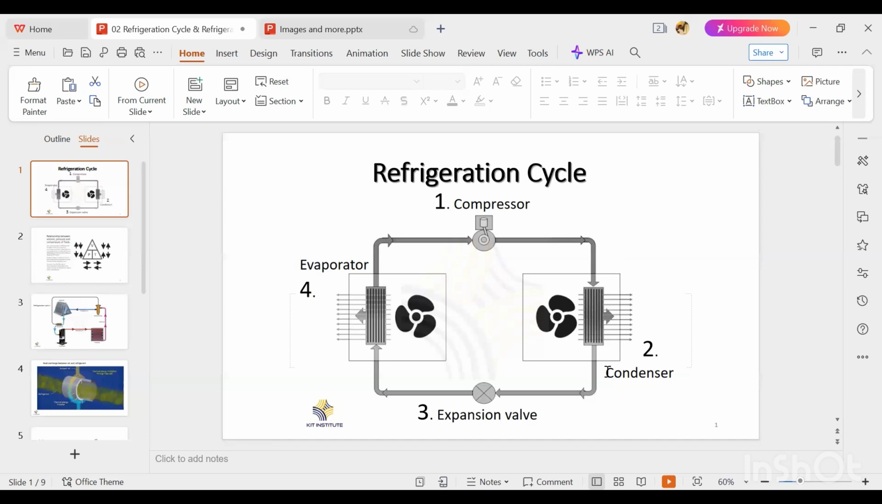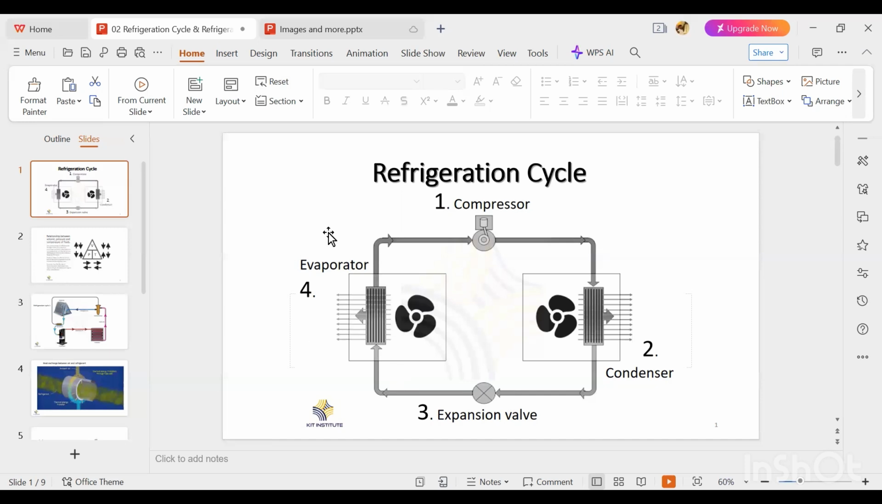Then from there, the refrigerant will continue and come to the expansion valve. What the expansion valve will do is drop pressure. The compressor was raising pressure and pumping the refrigerant around. Now the function of the expansion valve is the opposite of the compressor. This one is going to increase the volume of the refrigerant, and then the refrigerant will proceed to the evaporator.